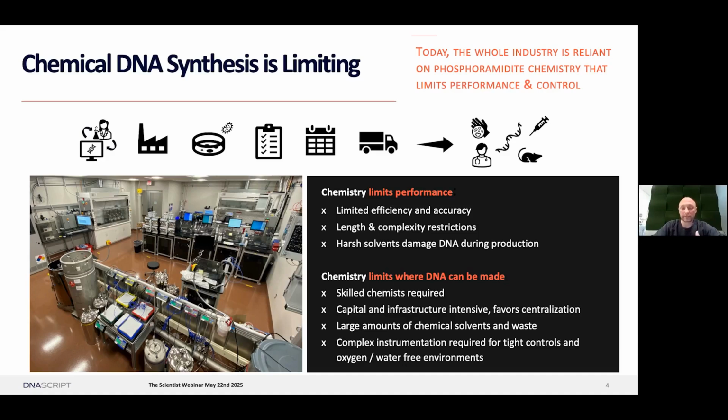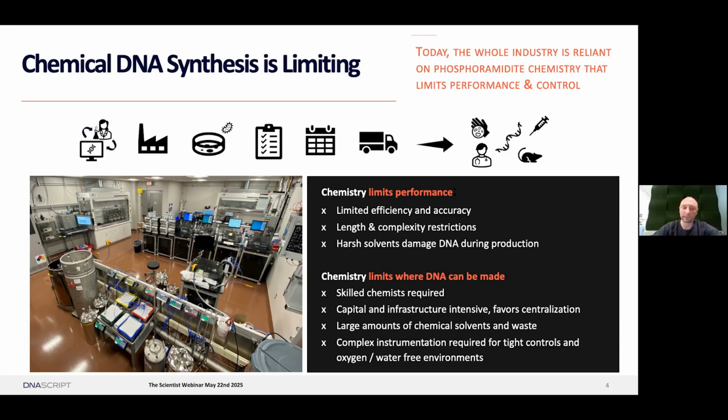All those constraints linked to the chemistry are also a problem in terms of production, because as you can see on the picture on the left, producing DNA is definitely not something simple. You need facilities dedicated to that with a very controlled atmosphere and environment. It also produces a lot of waste and chemicals, so it needs proper labs.